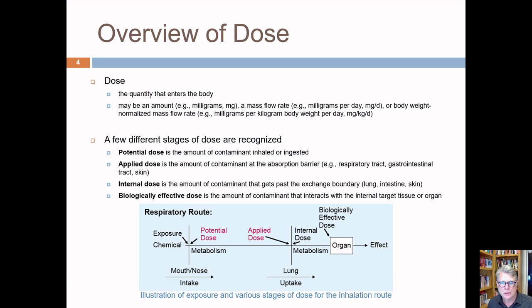The respiratory tract is a little different because only a fraction of the air that we inhale in each breath actually makes its way to the alveoli, and the rest of it is exhaled. That's called the tidal volume, and you can learn more about that in a physiology class.